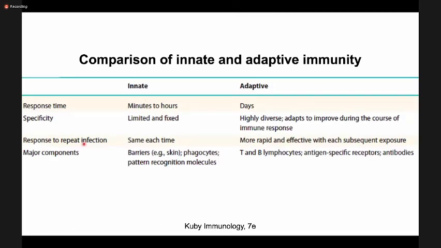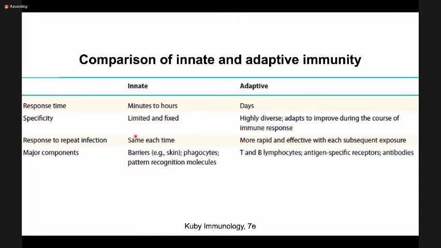This table just compares the innate and adaptive immune response in terms of time. Innate is immediate, so minutes to hours. Adaptive takes a few days. In terms of specificity, the innate one is limited and fixed. The adaptive one is highly diverse and keeps improving.